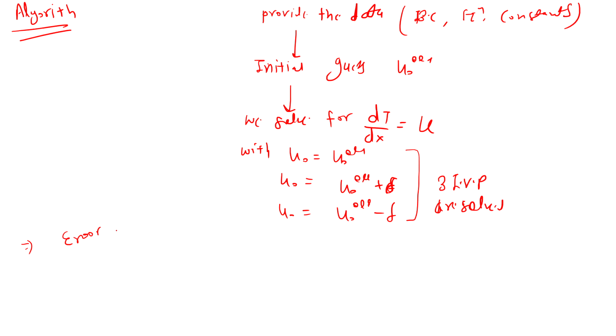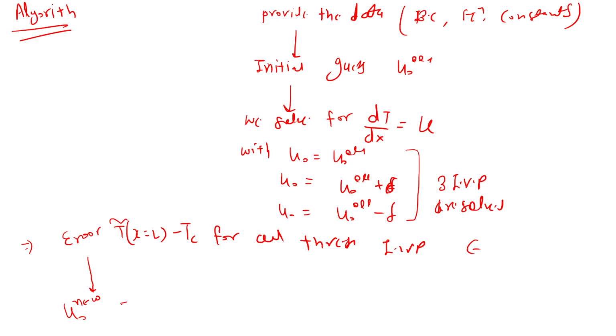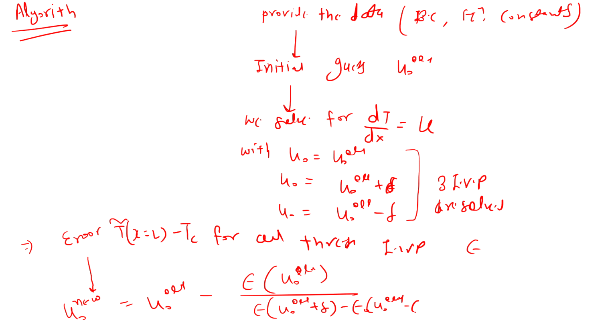and once we solve 3 initial value problems, we find out the error, T at x is equal to L minus Tc, for all 3 IVPs, and these are given as epsilon. So the next step is that we calculate u naught new as u naught old minus epsilon u naught old divided by epsilon u naught old plus delta minus epsilon u naught old minus delta divided by 2 delta.